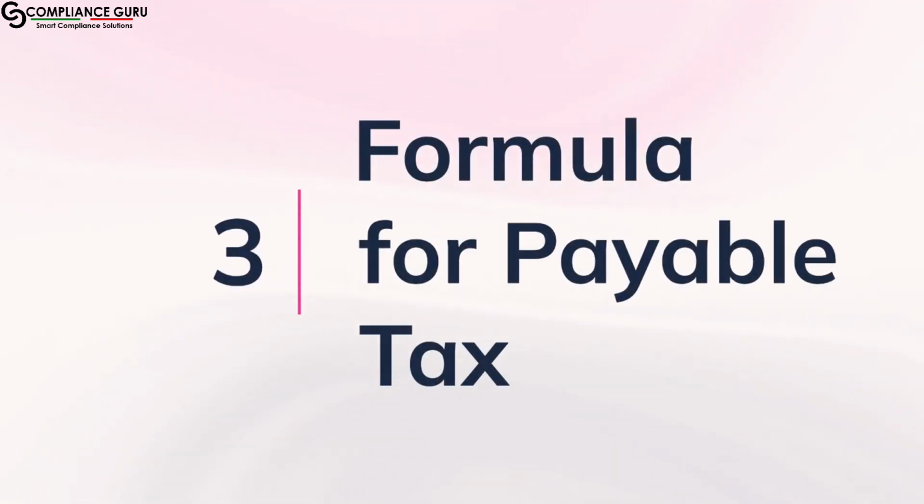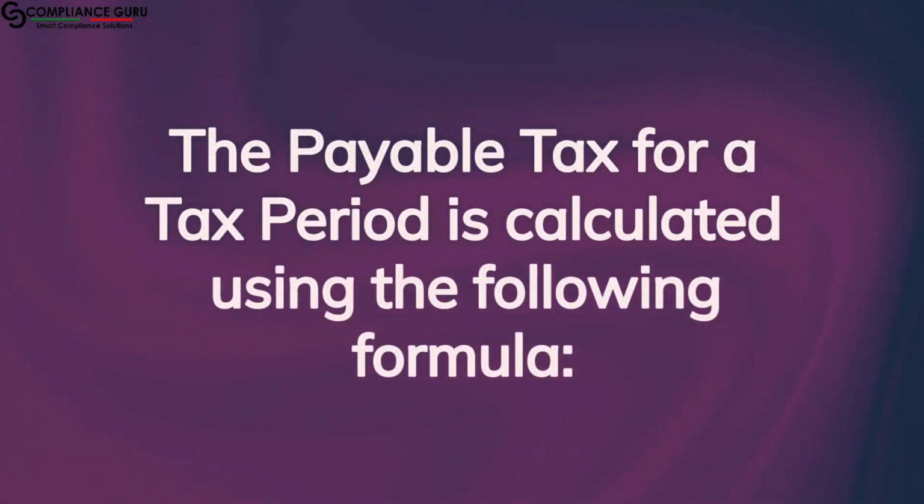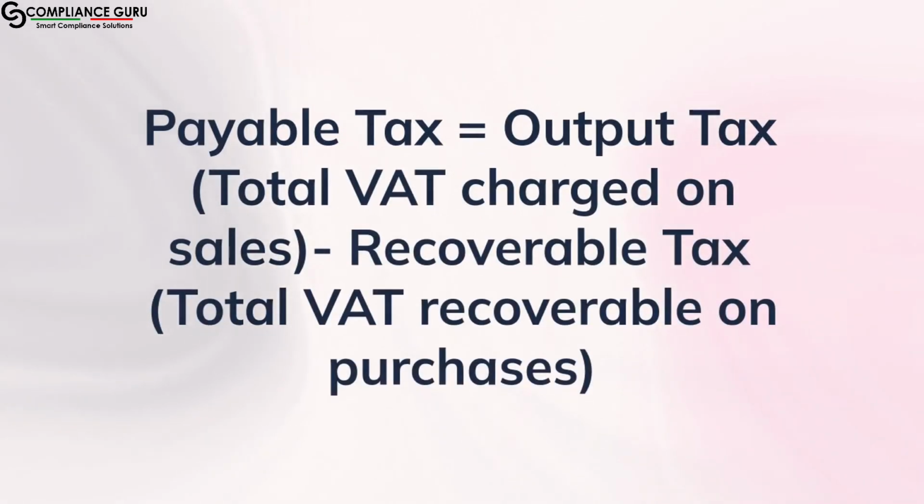3. Formula for payable tax. The payable tax for a tax period is calculated using the following formula. Payable tax is equal to output tax, total VAT charged on sales, minus recoverable tax, total VAT recoverable on purchases.